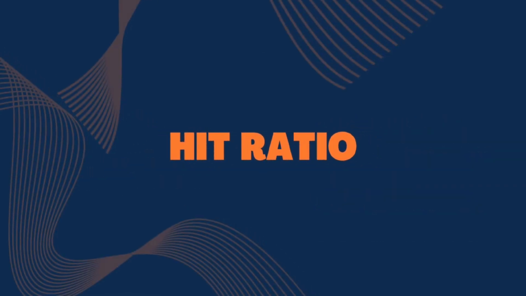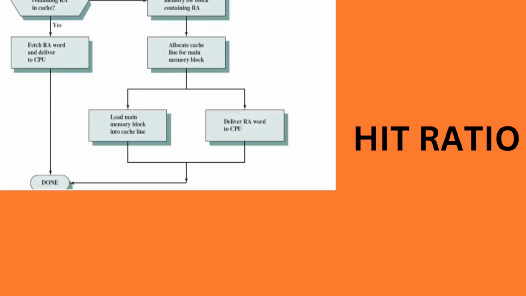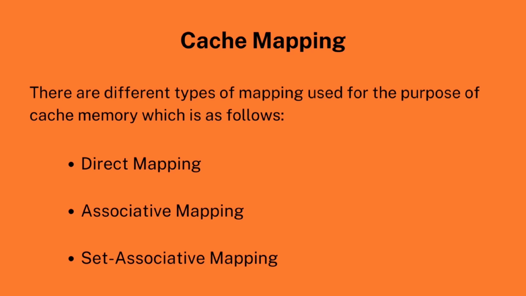So talking about hit ratio, we just go through the flowchart shown here. The first step is we receive an address from the CPU and we check whether the block containing the received address is in the cache or not. If it is in the cache, then it fetches the received address word and delivers it to the CPU, and the process is done. If it is not in the cache, then it accesses memory for the block containing the received address and allocates a cache line for the main memory block. After that, it loads the main memory block into the cache line and delivers the received address word to the CPU, and the process is done.